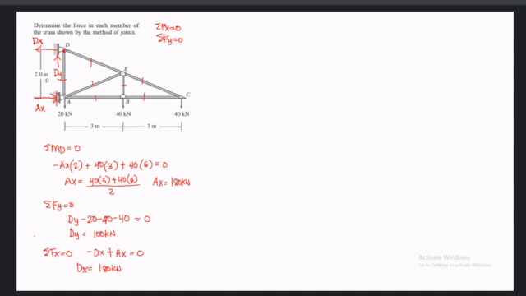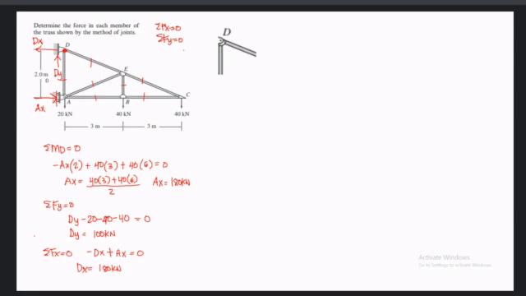Because the only members attached to it are DE and DA. Or you can start with joint C, because the only members attached to it are EC and BC. Okay, so you cannot start at A, at E, or at B. So it's always at the ends only, okay? So let's start with joint D.